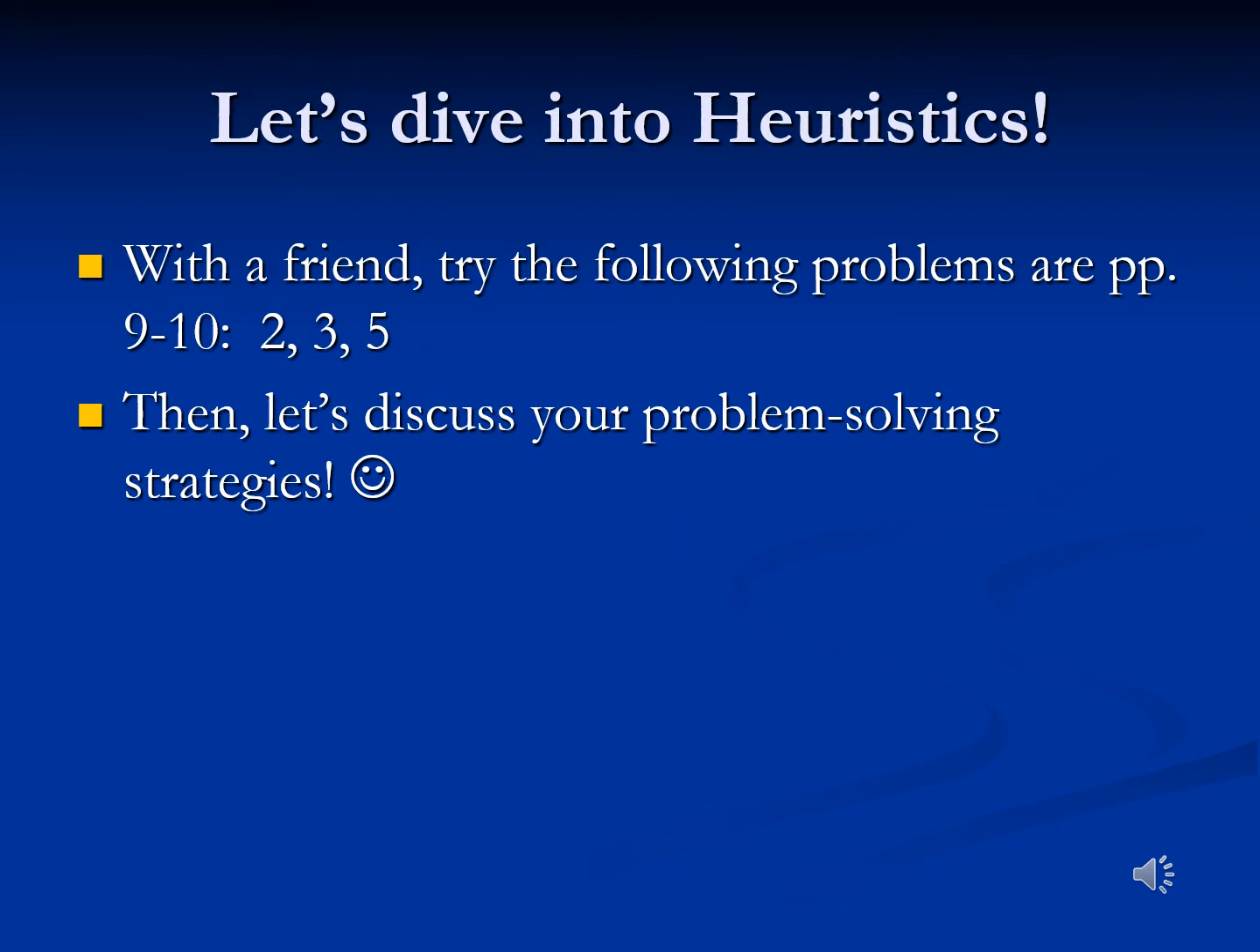Now, this slide says with a friend, try the following problems on pages 9 to 10, numbers 2, 3, and 5. You're going to have to try them independently, unless you have a sibling at home who would like to try problem solving with you, or unless you are taking a risk and getting together with someone in the class. If we were meeting together, we would discuss the different strategies. What I'd like you to do is take time to solve them on your own and see what approach you use. Then, in the next 3 slides, I'm going to go through each and show one potential way to solve each.